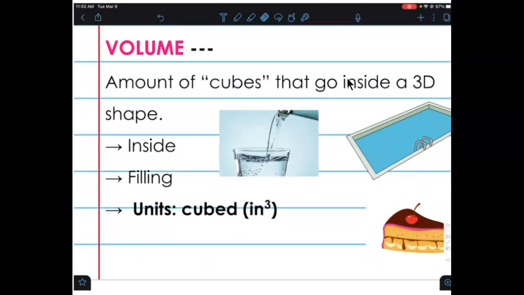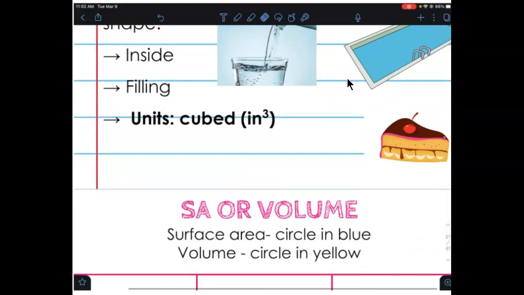For volume, we're talking about the number of cubes that go inside. So if it fits inside something, we talk a lot about the words filling and pouring, the actual three-dimensional thing, not the flat surfaces on the outside of the shape, but the water inside a pool, the filling inside of a cake, the stuffing inside of a pillow. And for volume, we are going to use units cubed.